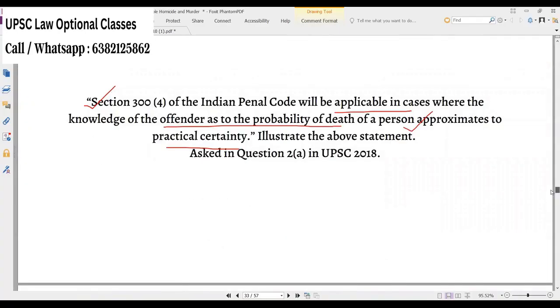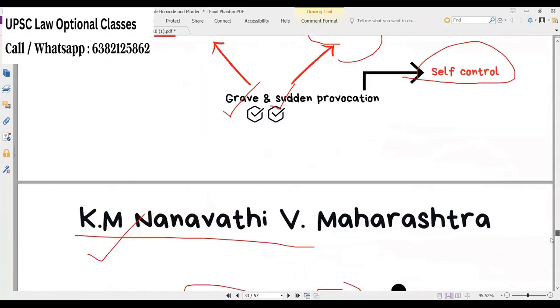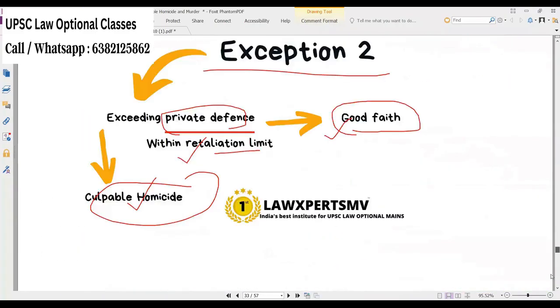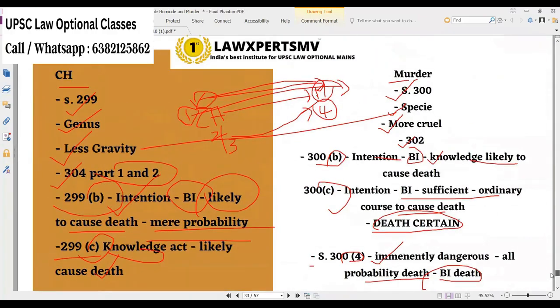Ma'am, with respect to the similarity between 299 part 1 and 300 subclause 1, in practicality, when a person is found to do such an act with the intention to cause death, will that person automatically be charged under 300 and not under 299, because the sections are the same?